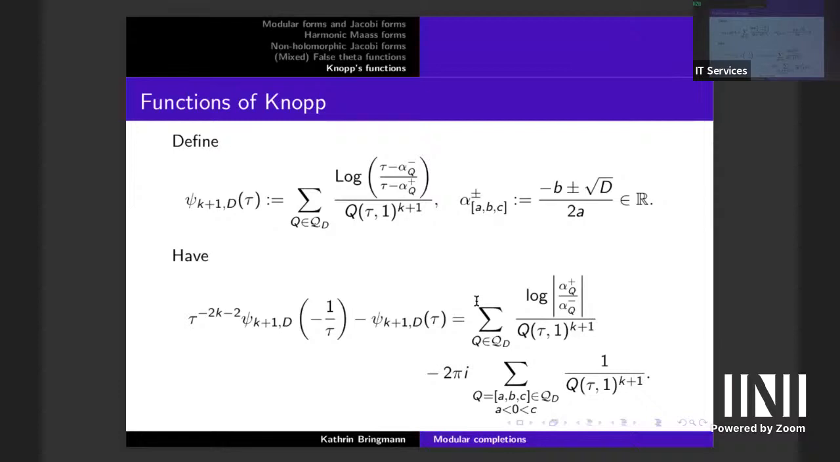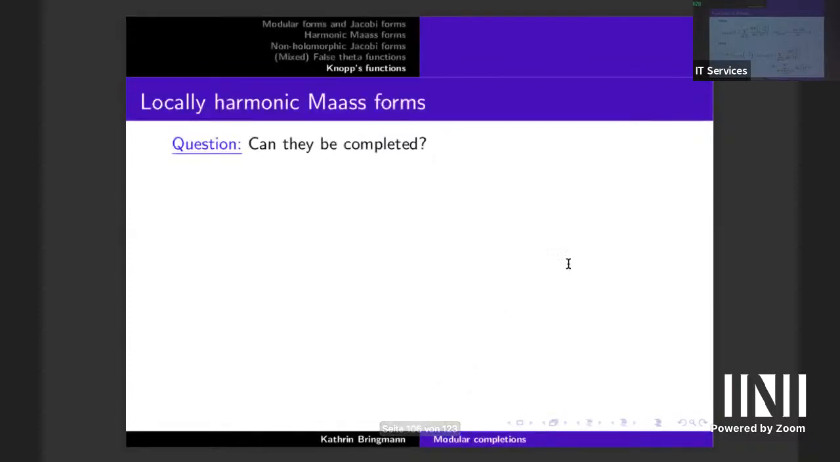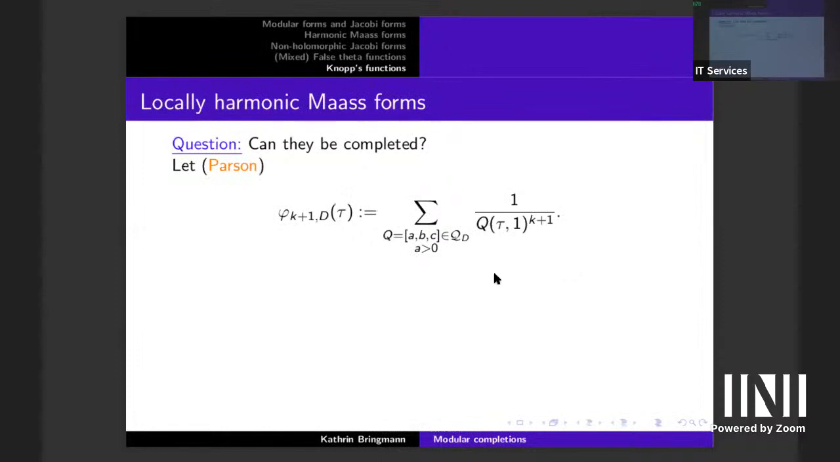So he wrote down the transformation of those. So instead of mapping to 0, which they would under inversion if they were modular, one gets these extra pieces. So can one somehow repair that? And to do that, I need some more functions.